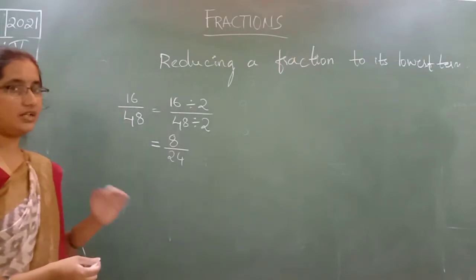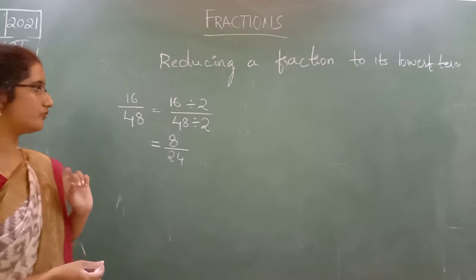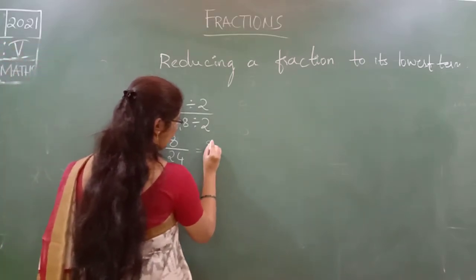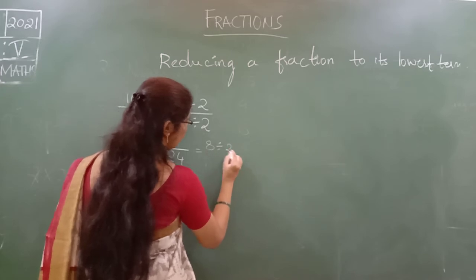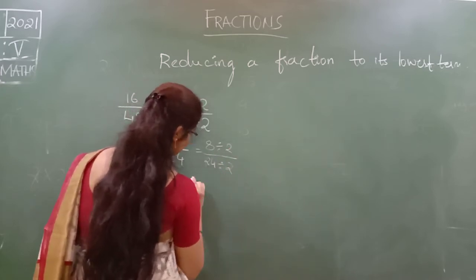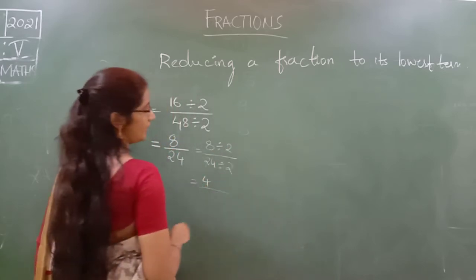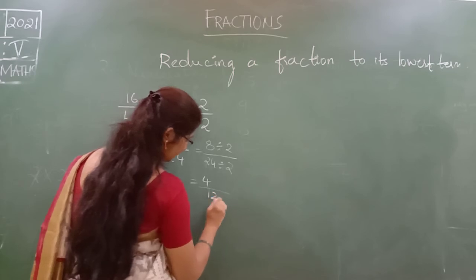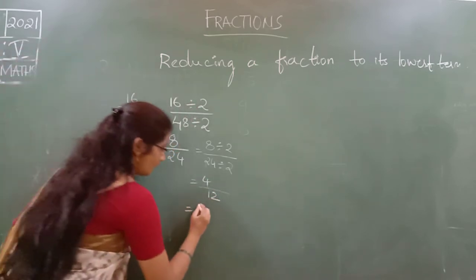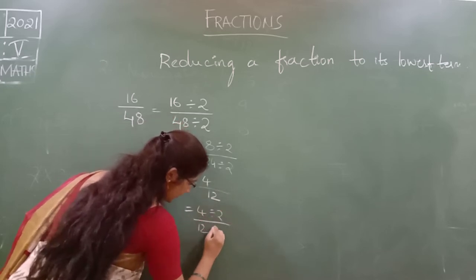Until no further division is possible. Here we can divide again with one common factor, that is 2. 8 divided by 2 is 4. 24 divided by 2 is 12. These can be divided by 2 again. 4 divided by 2 and 12 divided by 2.